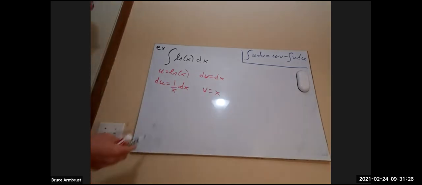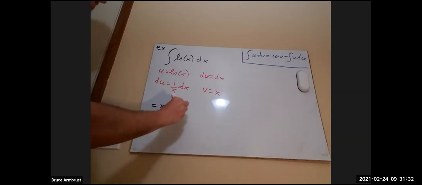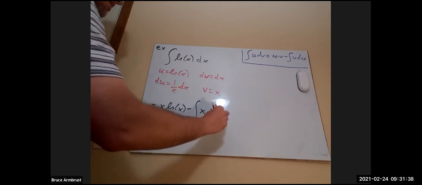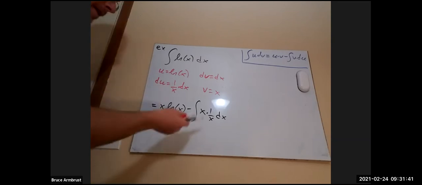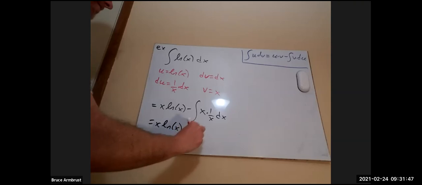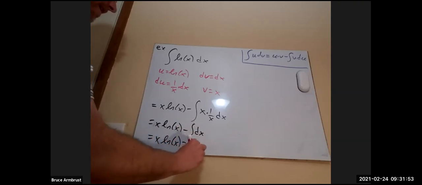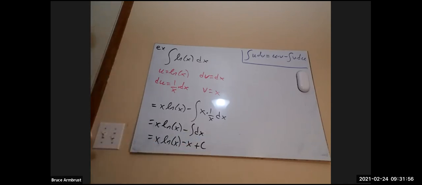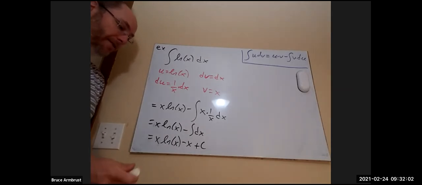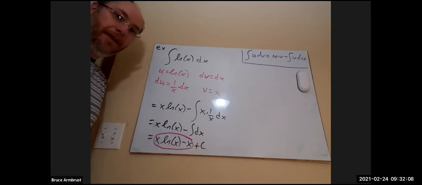So if we use the integration by parts formula, we get u times v, so x natural log of x, minus the integral of v du. All right, well, x times 1 over x is just 1. So this is x log x minus the integral of dx. And of course, the integral of dx is just x. And there you go. That's how we could have found the integral of natural log of x. So that's where that formula actually comes from.